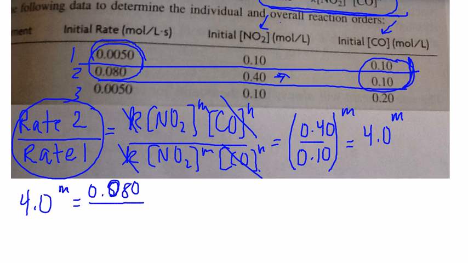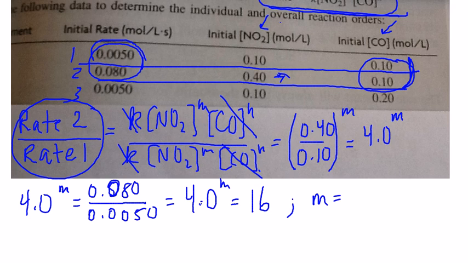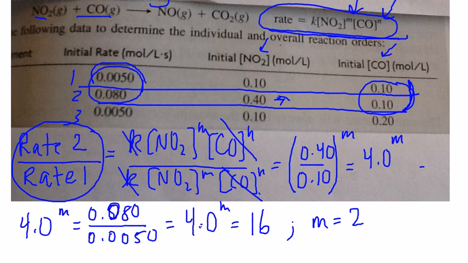0.080 over 0.0050. These two numbers simplify. These two numbers, 0.08 divided by 0.005, on your calculator simplify to 16. So 4 raised to what power is 16? 4 squared is 16. So m is equal to 2. We figured out now what the reaction order for the NO2 is, right? We figured out that m is equal to 2.